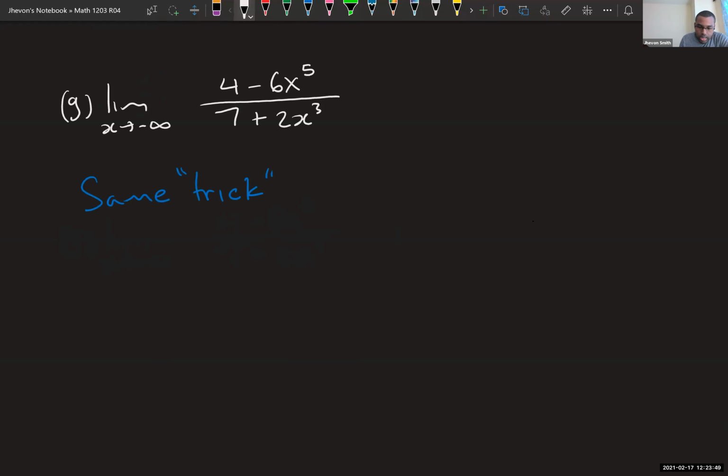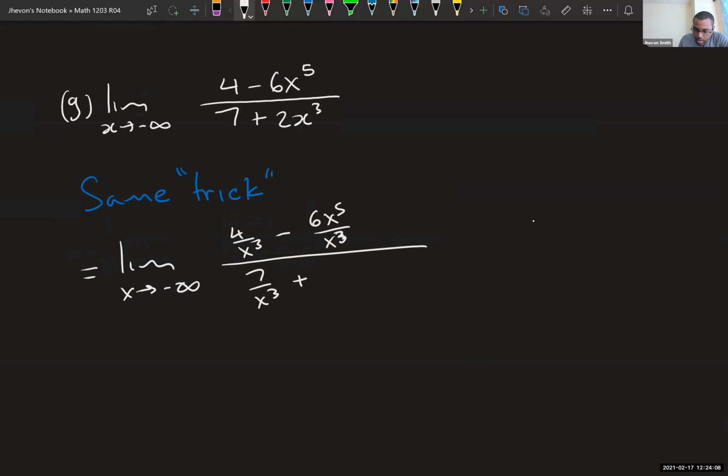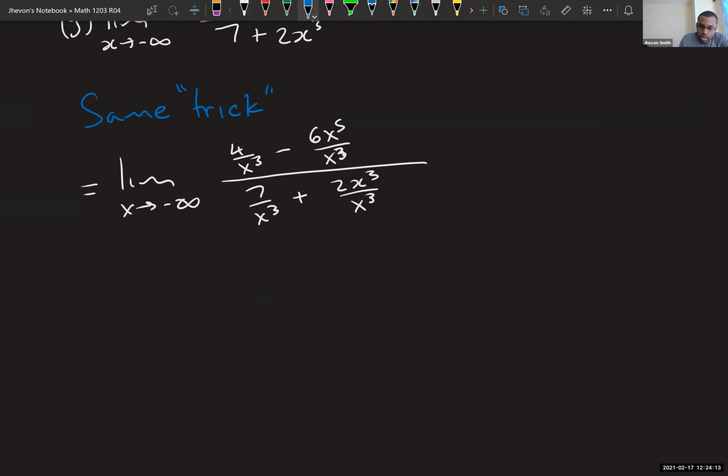But I'll write it down in detail next time. So what I would do is go here, pick the highest power of x in the denominator, which in this case is x cubed, and divide every term by that. You will notice that this actually simplifies into 4 over x cubed minus 6x squared, all over 7 over x cubed plus 2.